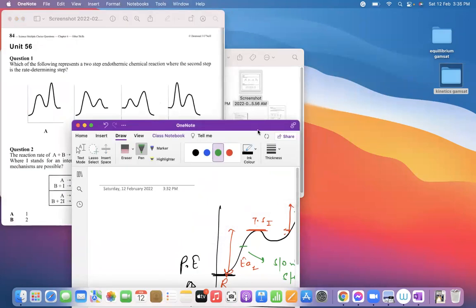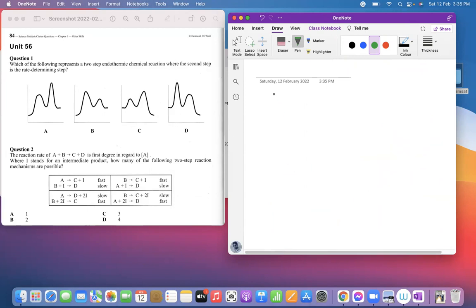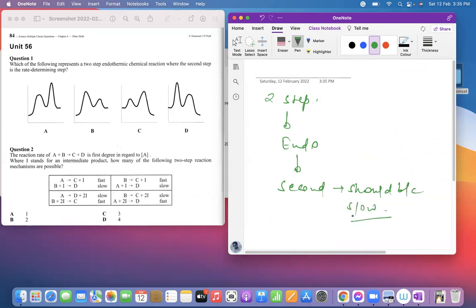We have this one. Look at the question carefully. Which of the following represents a two-step endothermic reaction, and the second step is your rate determining step? Listen to me again: two-step, endothermic, and the second should be slow. I got answer A.